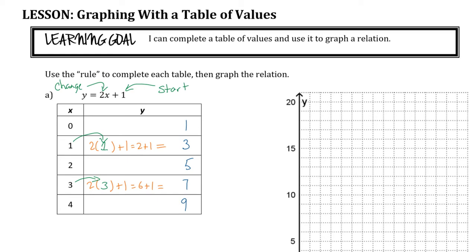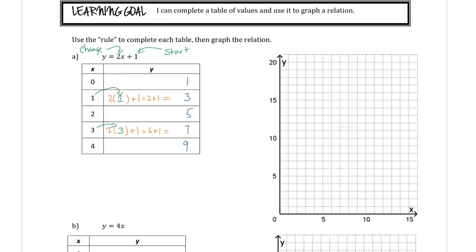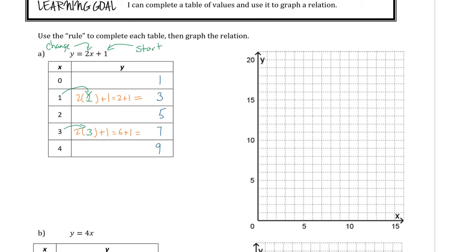One of them is where does it start and what is the change, and you can get every row that way. The other strategy is subbing the value in, the x value, in for x, and doing some substitution in BEDMAS to get your answer. Okay, and then graphing it's going to be the same. I can use either strategy we used before. I can use where does it start? Well, it starts at 1 and goes up by 2, so up 2, up 2, up 2, up 2.